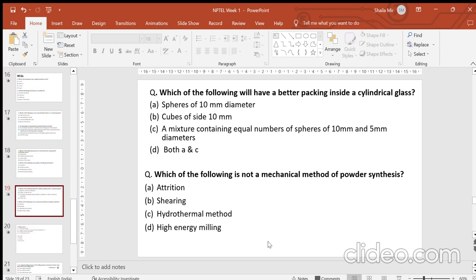So, next question is which of the following will have a better packaging inside a cylindrical glass? Spheres of 10 mm dia, cubes of side 10 mm, a mixture containing equal numbers of spheres of 10 mm and 5 mm dia, both A and C.